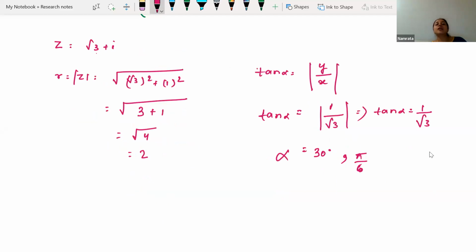Now we have found alpha, and we have to find theta. Previous day we discussed the argument of z, that is theta, and that we also need to check which quadrant it lies in. So root 3 plus i, which quadrant will this complex number lie in? First, second, third, or fourth?